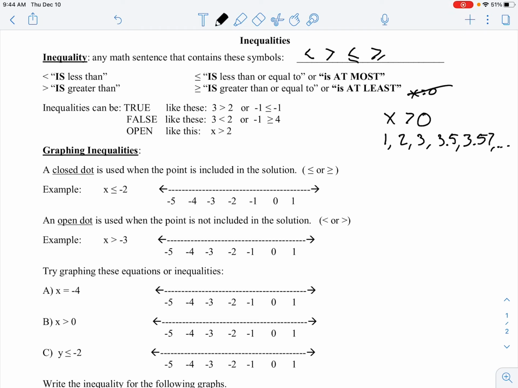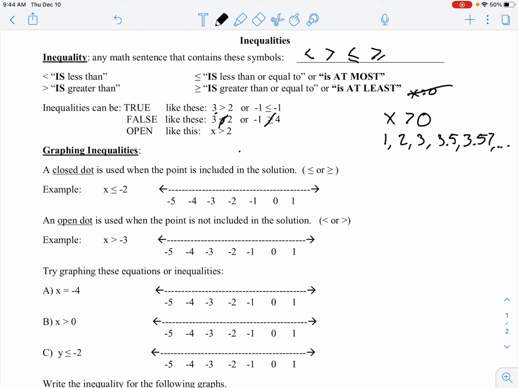So we can have inequalities that are true, such as 3 is greater than 2. Well, that is true. -1 is greater than or equal to -1. Well, it's equal to itself, so that works too. We can have false inequalities, such as 3 is less than 2, which we know is not true, so that doesn't work, even though we wrote that it does. -1 is greater than or equal to 4, also not true.